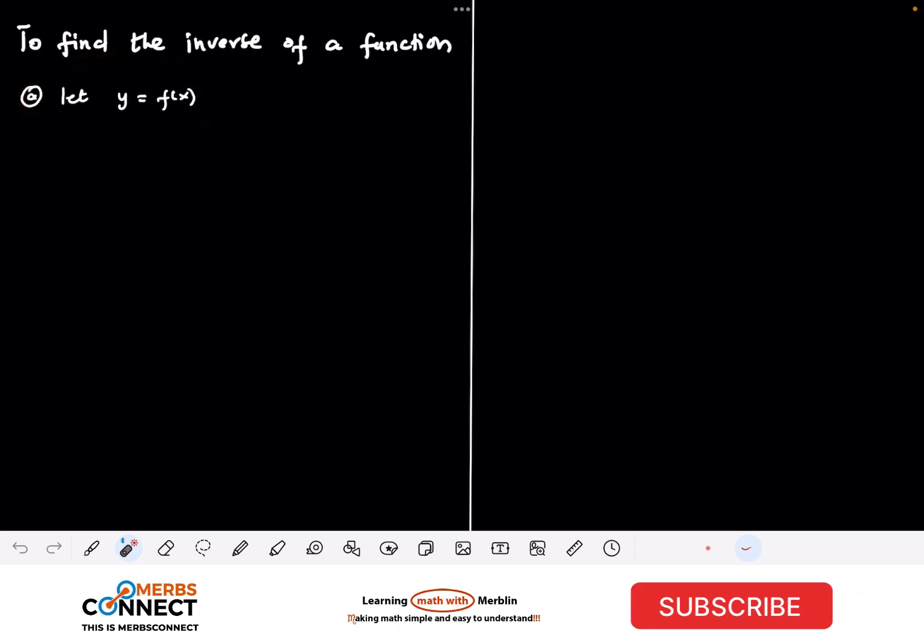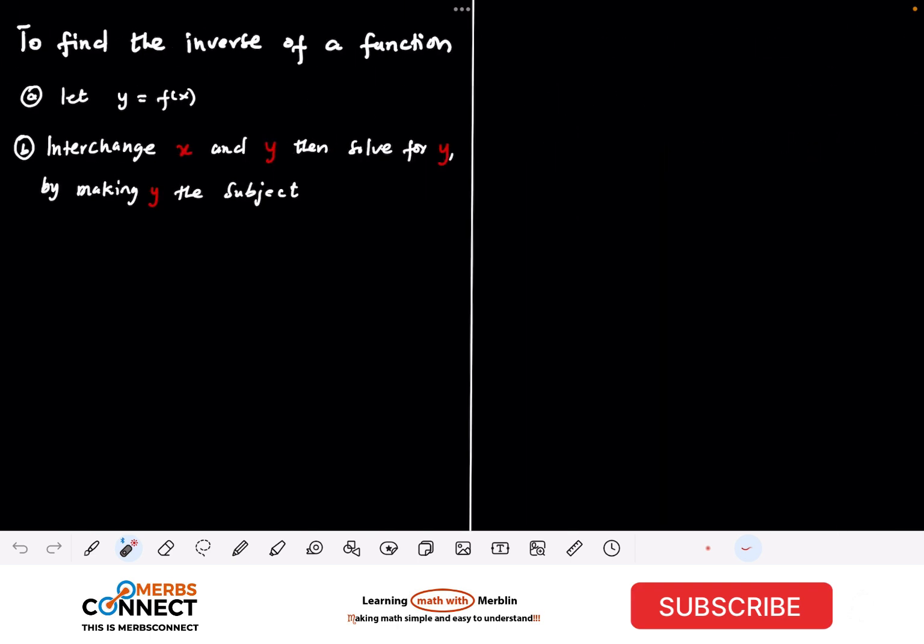f of x. If you have some functions that are already y, then you don't need to take the first step because it's already y, right? Now, if it is g of x, the same thing: let y equal g of x. Now, what's the next step? The next step is to interchange x and y. Then you solve for y, by making y the subject. Very simple. Interchange x and y and then solve for y by making y the subject.